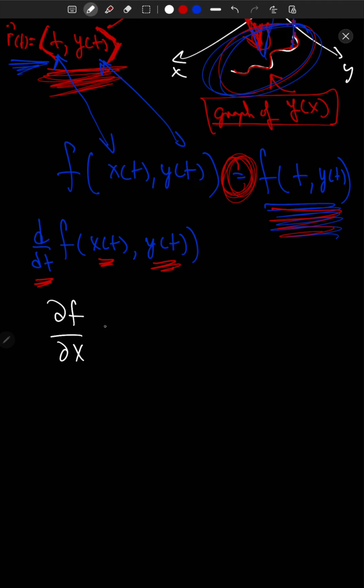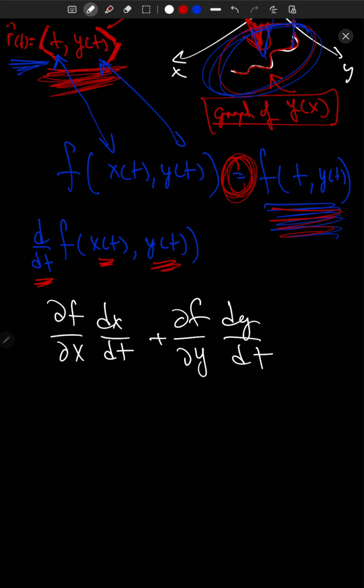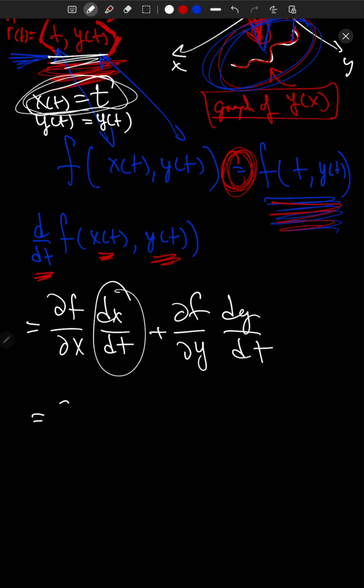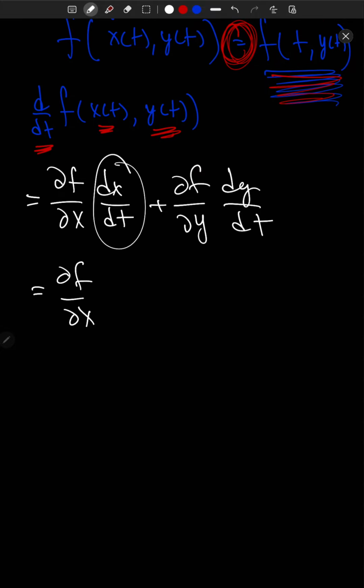df/dx times dx/dt, plus df/dy times dy/dt. But what is dx/dt? Well, we said that this parameterization has x of t equals t, and y of t is just whatever it is, the y of x, the unknown function. So dx/dt is just the derivative of t, which is 1. So this is equal to df/dx times dt/dt.